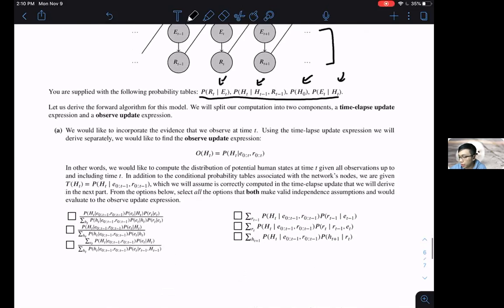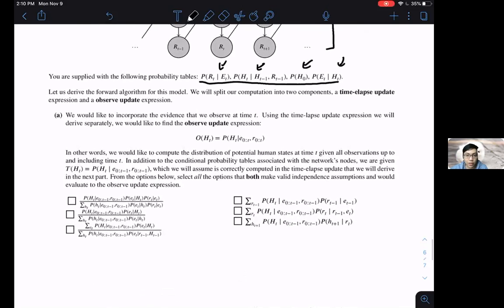Okay, so now our goal is deriving the forward algorithm using our two components, the time-elapse update and the observation update. Following the standard procedure, we would usually do the time-elapse update first, and then we would do the observation update to incorporate our evidence. In this problem, they want us to start with the observation update and then go to the time-elapse update. So we'll do it that way instead.